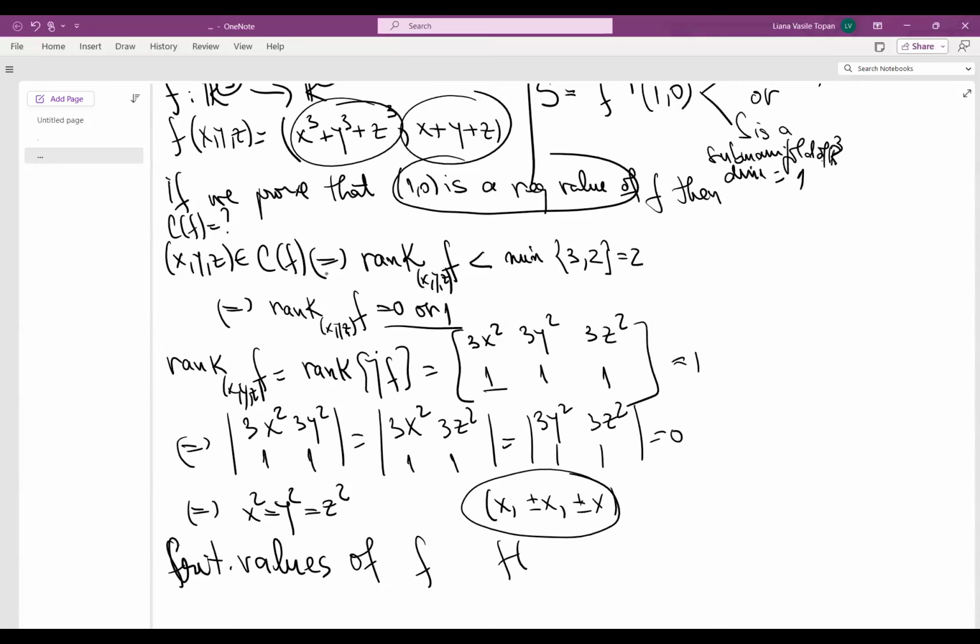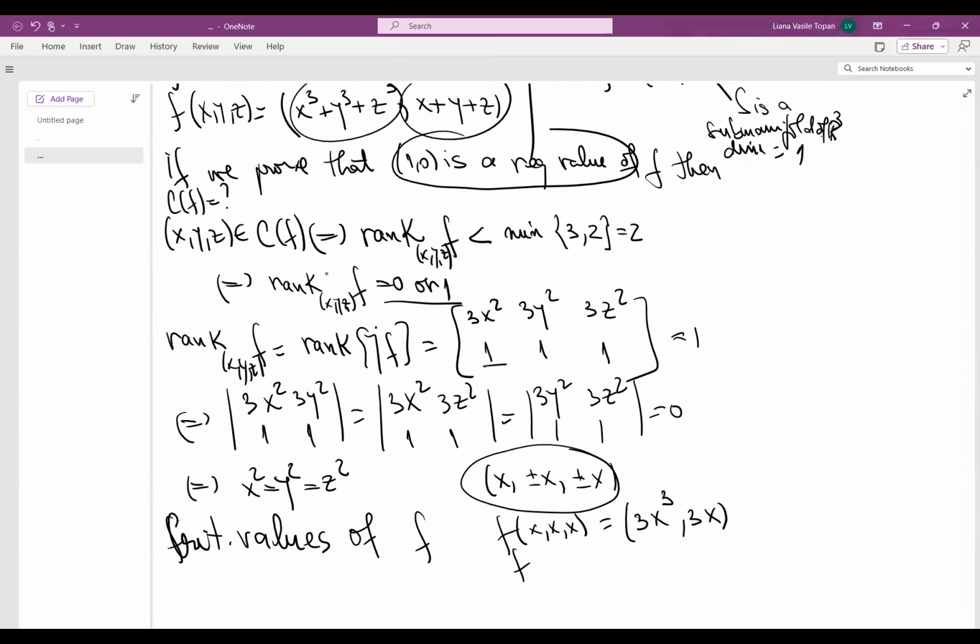So you will have what? f of x, right? So this is 3x cubed and 3x, something like that. Then f of x minus x and x. So you will have some x cubed and x, and so on, right? This kind of values we'll have there.